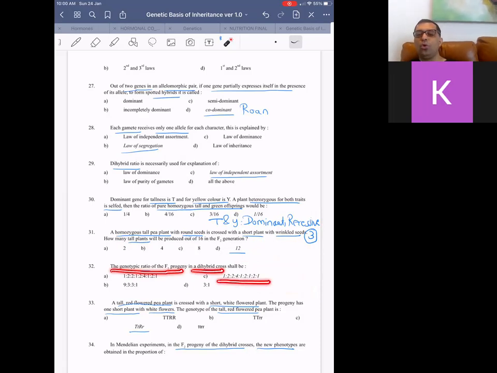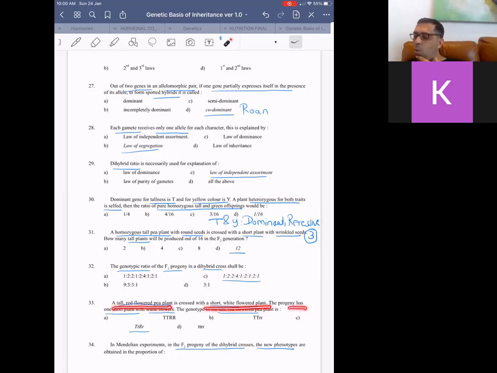1:2:2:4:1:2:1. Here 1:2:1 is dominant, 1:2 is dominant recessive, 1:2 is recessive dominant, 1 is recessive. Correct. Then a tall red flowered pea plant is crossed with a short white flowered plant.